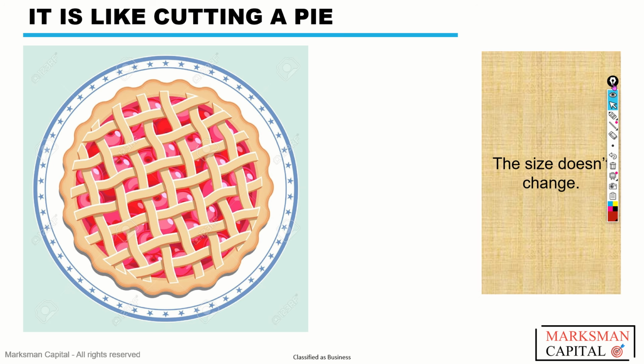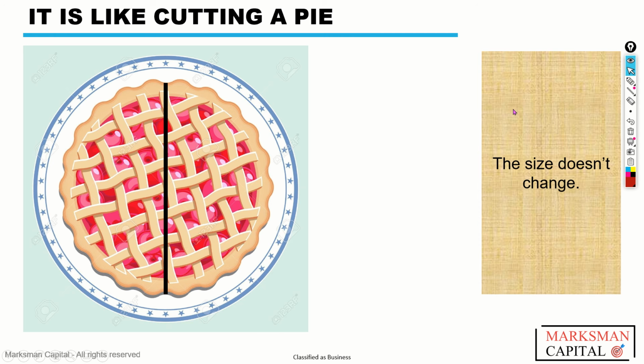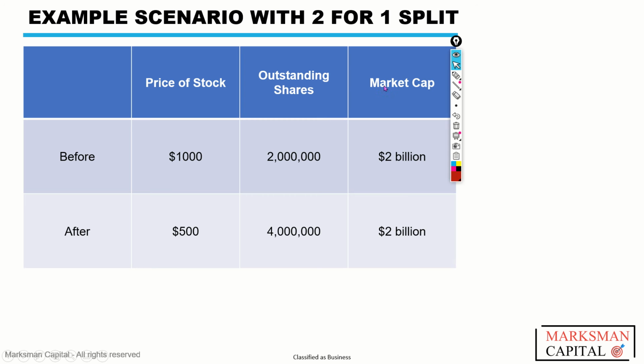So now, splitting the shares is like splitting a pie. This is one pie. If you split that into two, it doesn't change the size. Or you can split it into 8 pieces, and it doesn't change the size either. So this is how the scenario looks.